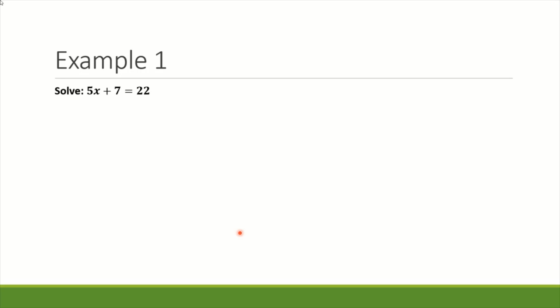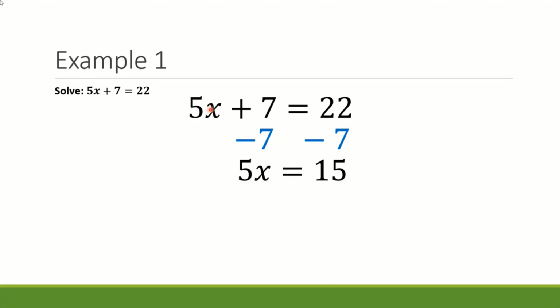Alright, so we're going to start off with an easy example. So we have 5x plus 7 equals 22. So if you recall, the next step is to add or subtract both sides to get all your constants on one side and all your variables on the other side. So I want to remove this 7. So I subtract 7 from both sides. That will cancel it out. This is 5x plus 0, which gives you 5x. And then 22 minus 7 gives you 15.